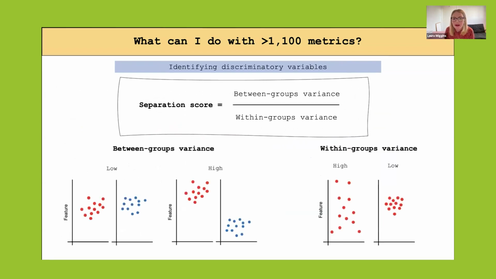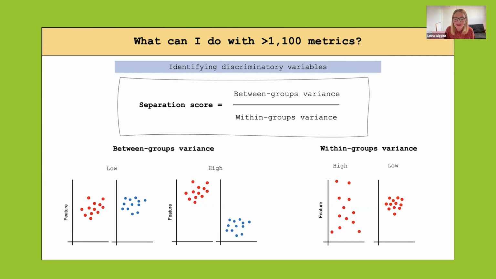You can also identify discriminatory variables. So often you'll have two different populations, and you want to know what's different between them. We use a metric called separation scores. What that looks for is a metric that has a high between groups variance. You want the ones that are high, because that means it's separating out your two populations well.